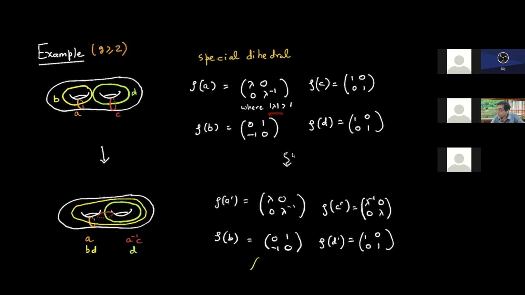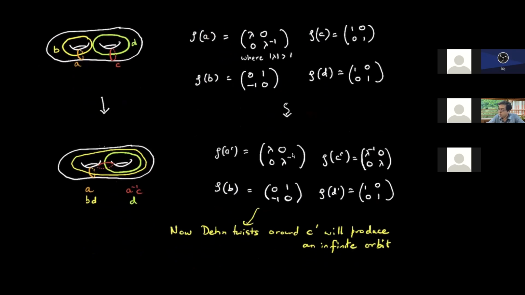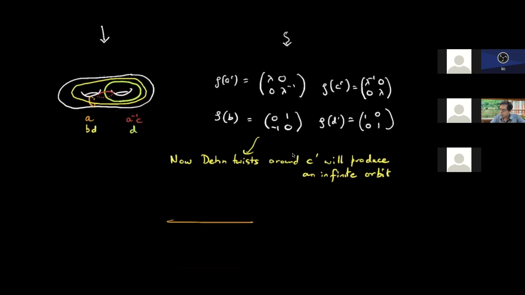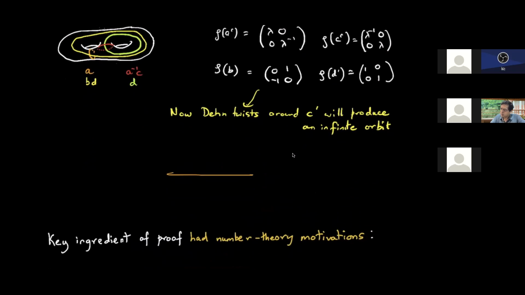So in modulus. And so now if you do Dehn twists around C prime, this new generator in the second handle, then you would be producing matrices that diverge. And so you would be getting an infinite orbit. So somehow this dihedral representation counterexample only works for genus 1, possibly with boundary, but not for the higher genus. Okay, but that's just kind of an illustration.